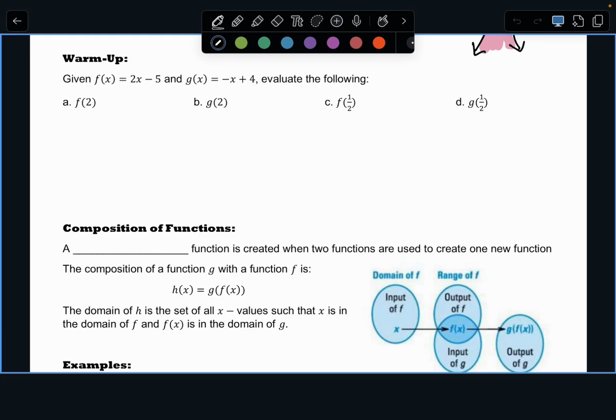f of 2 is the same thing as taking our function f and replacing x with 2. So f of 2 is equal to, well, if we look at our f function, it's 2x minus 5. So 2 times x, which is 2, minus 5. What do we end up getting for f of 2 here? Negative 1. Perfect.